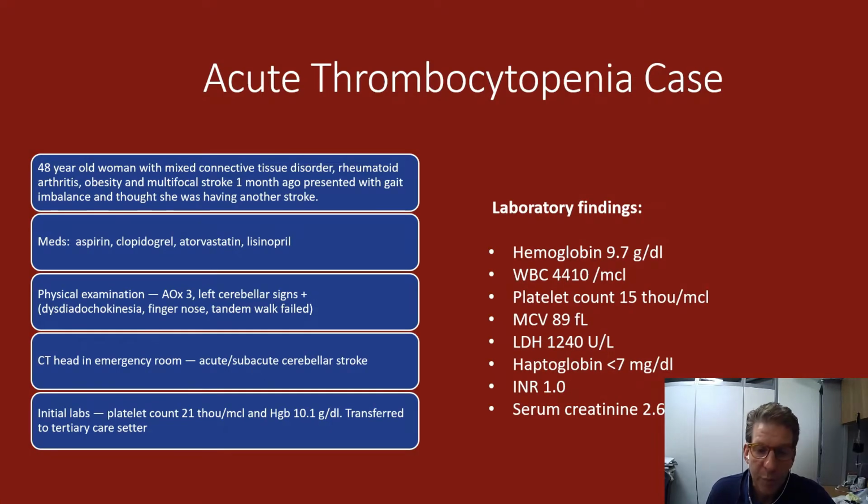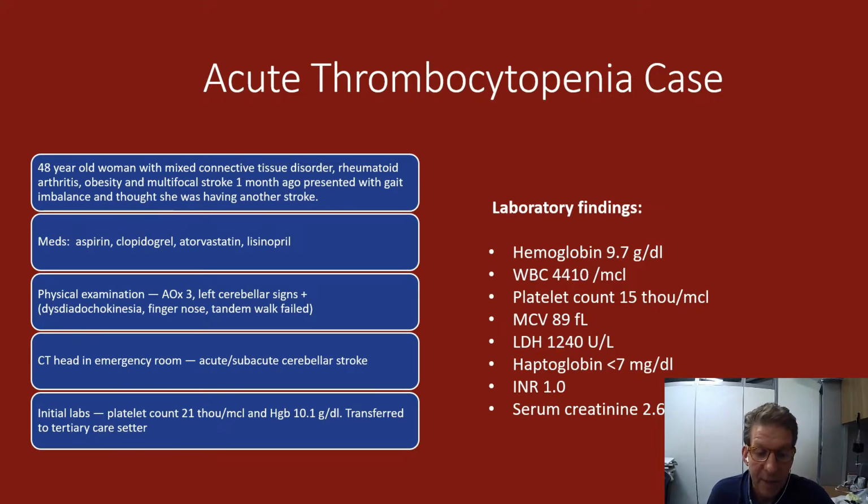I'd like to start with a brief case, an acute thrombocytopenia case, a 40-year-old female with a history of a mixed connective tissue disorder, rheumatoid arthritis, diagnosed with a multifocal stroke approximately 1 year ago, who now presents with gait imbalance and concerns she was having another stroke. She's taking aspirin, Plavix, atorvastatin, lisinopril. Physical exam showed her to have some left cerebellar signs: dysdiadochokinesia, abnormal finger-nose test, and failing a tandem walk.